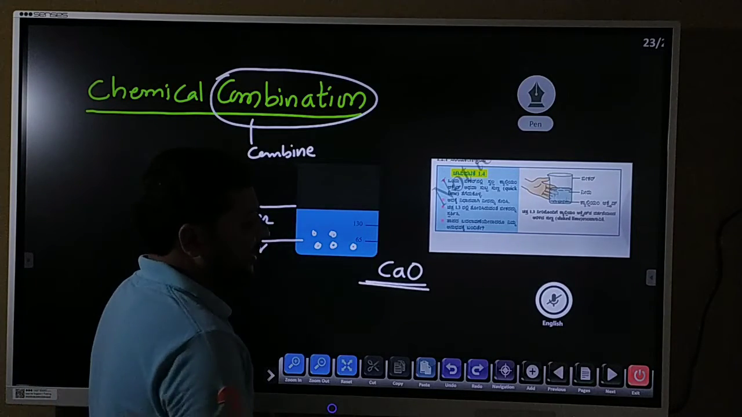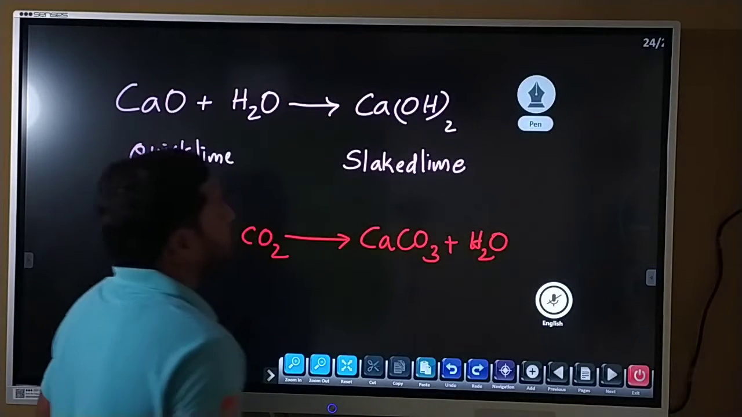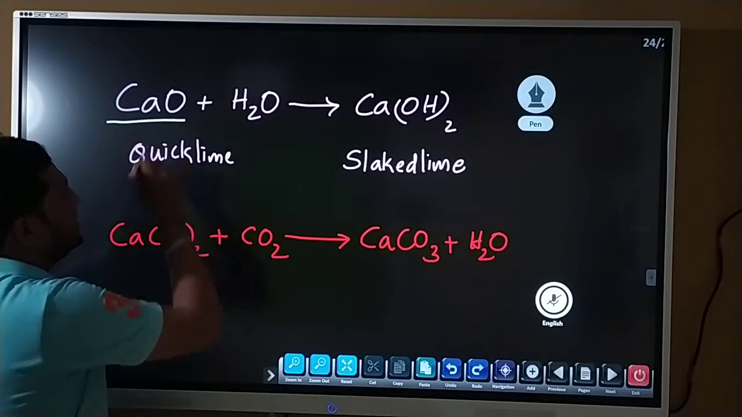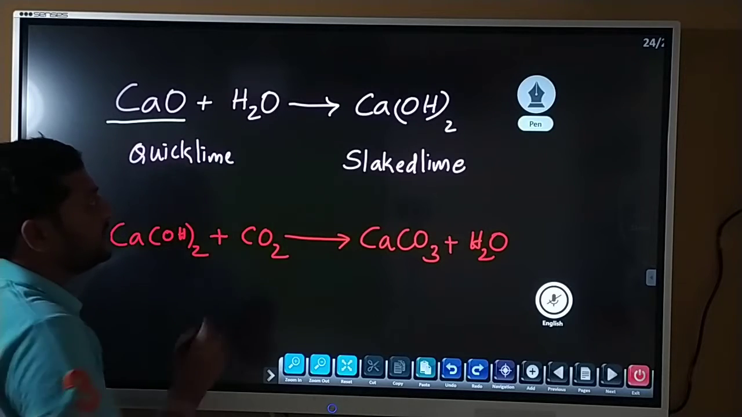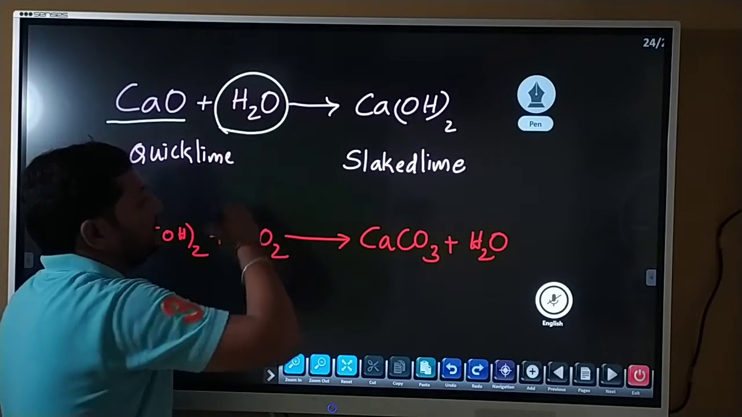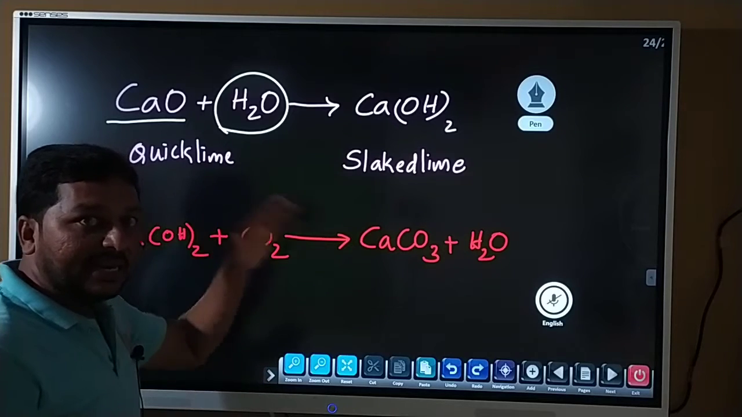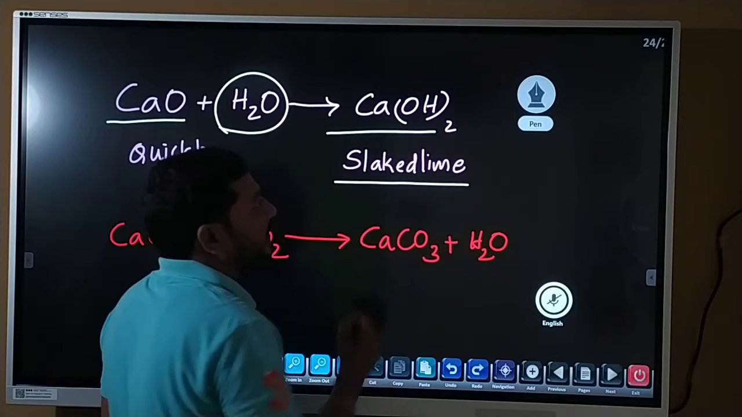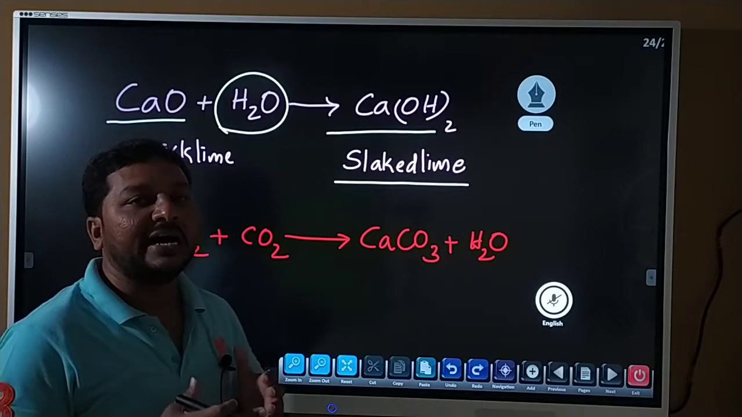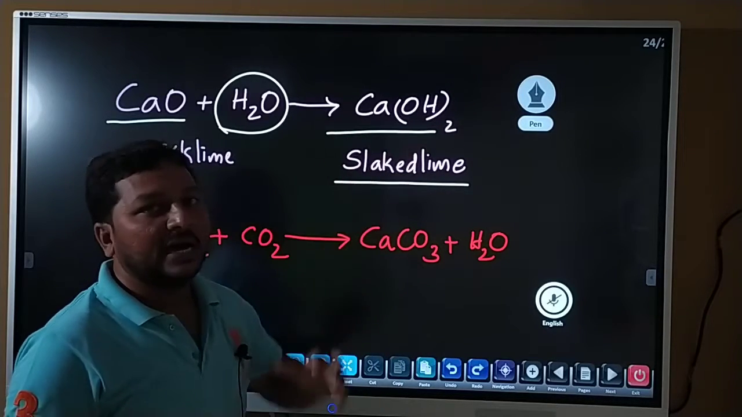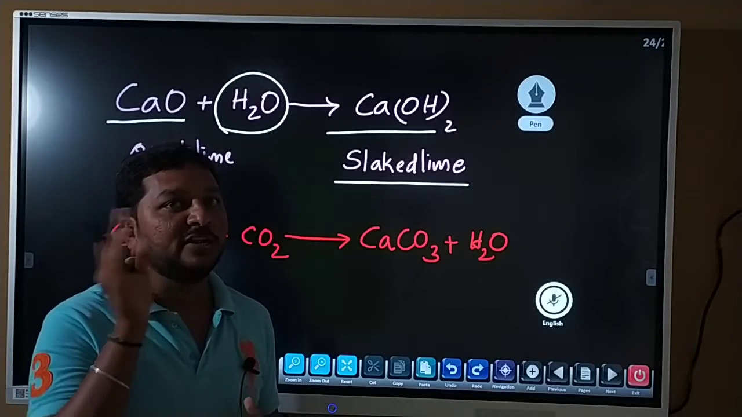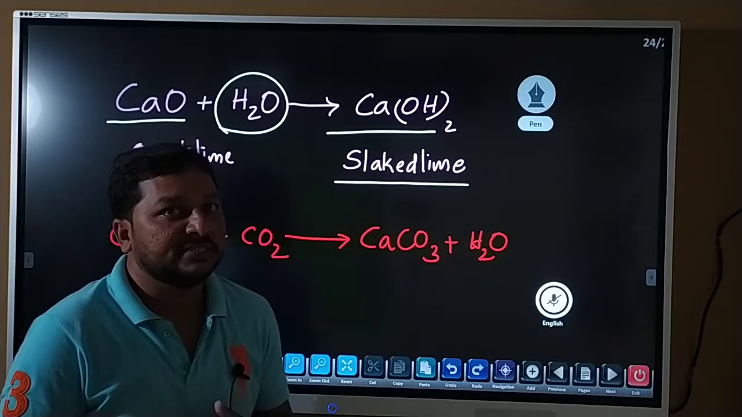Now we see a reaction here, a chemical reaction. Calcium oxide is said to be quicklime. When it is added to water and stirred well, they chemically combine to form slaked lime. Chemically we call it calcium hydroxide. This slaked lime we use for whitewashing.